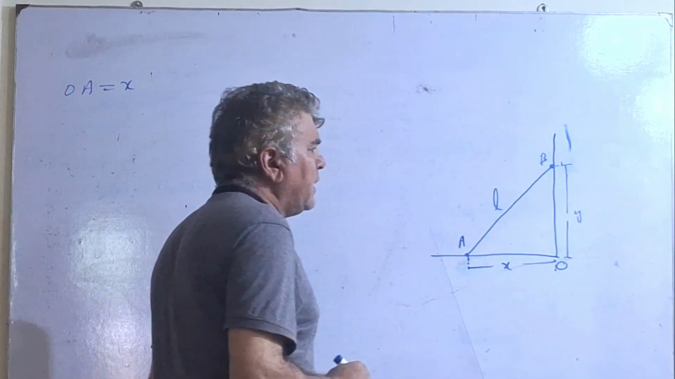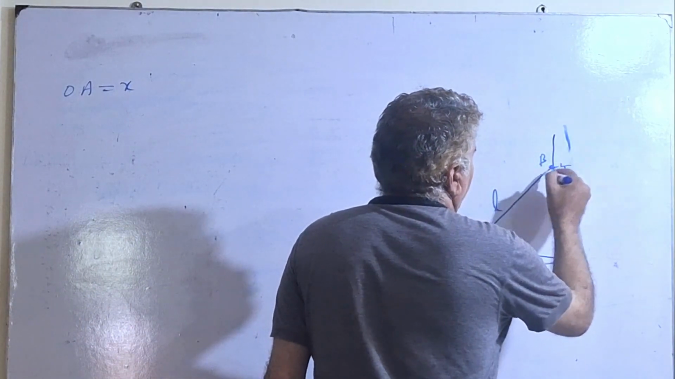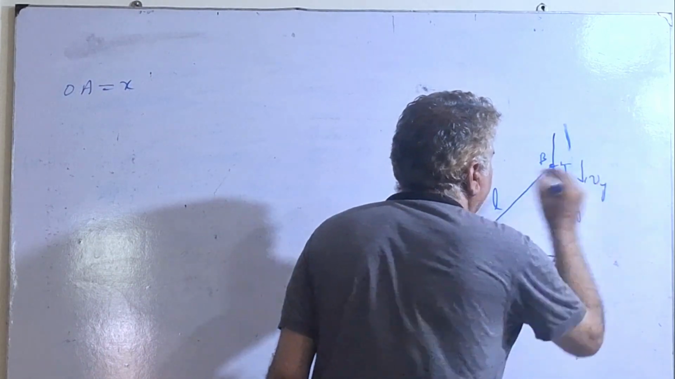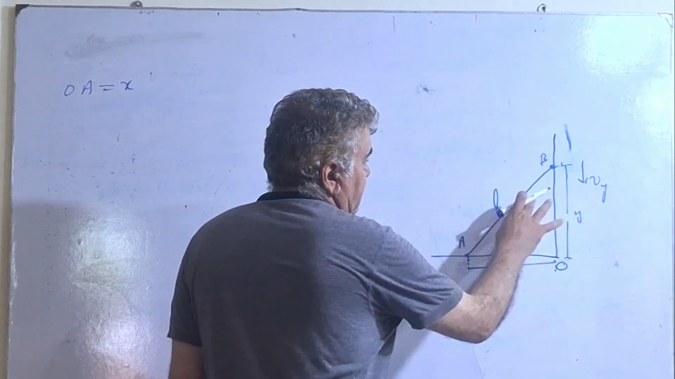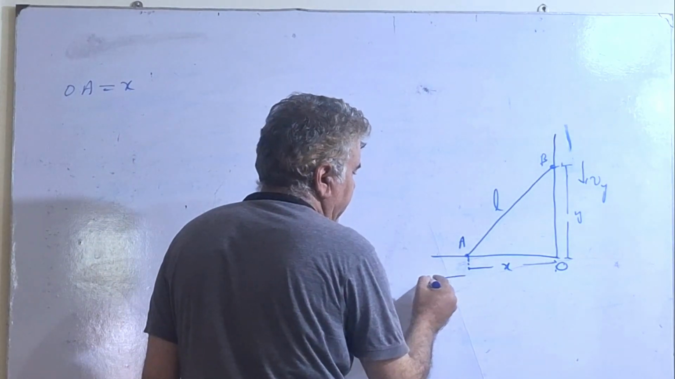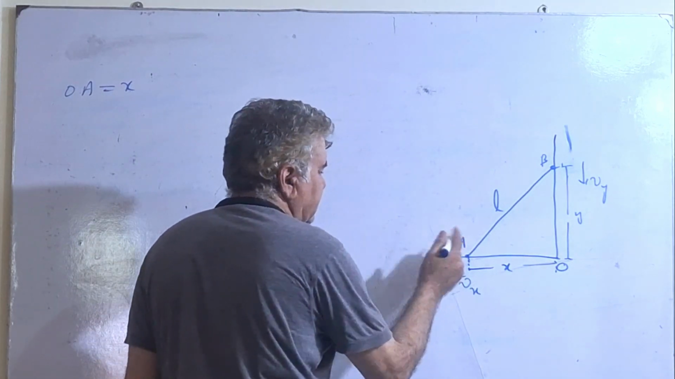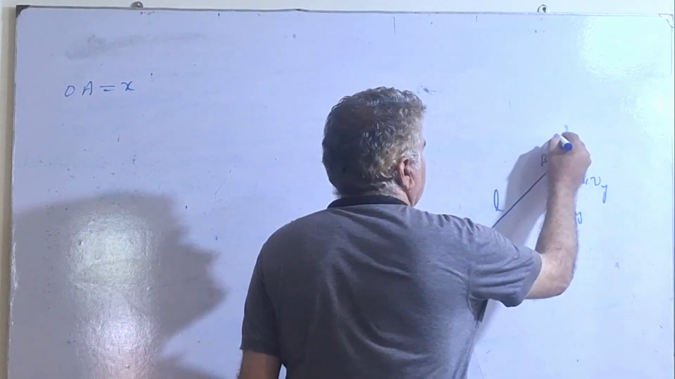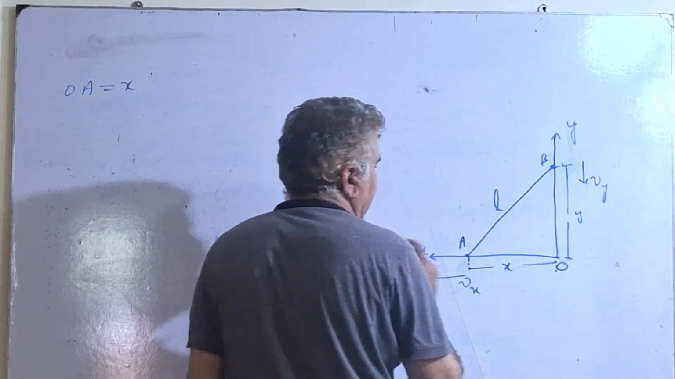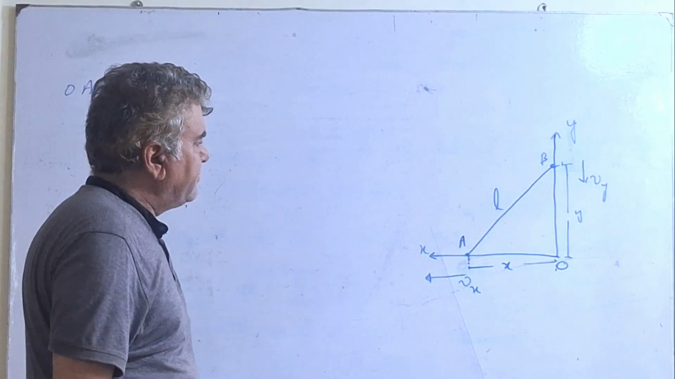Now, if the end B of the rod is falling with a certain uniform velocity Vy, then obviously, since the length of the rod is not changing, that is possible only if this end of the rod is moving horizontally. I call this Vx, and I'll consider this the positive direction, and similarly upward is the positive direction. This I call the y-axis, and this I'll call the x-axis. So I'm taking the positive x to be towards the left.